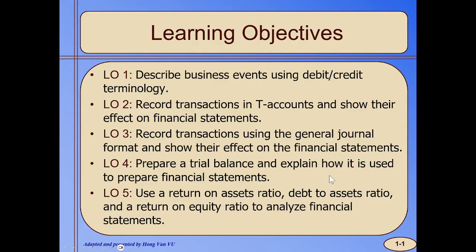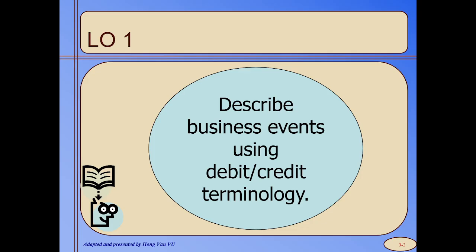The following step, we will work together to prepare a trial balance and explain how it is used to prepare the financial statements. And if we have time, we discuss some of the financial ratios, the return on assets ratio, the debt to assets ratio, and the return on equity ratio to analyze the financial statements. So first, learning objective number 1, we describe the business event by using the debit and credit terminology.